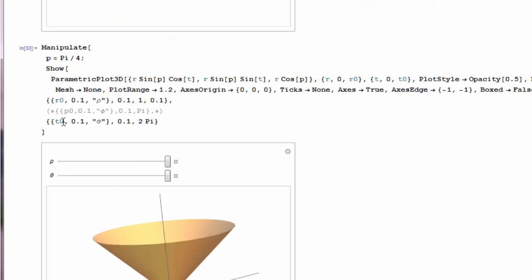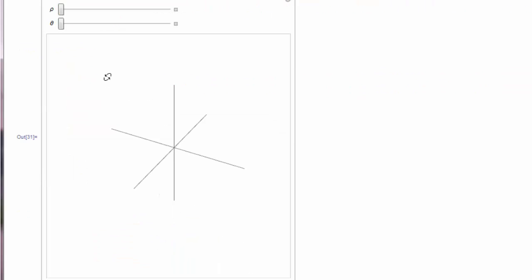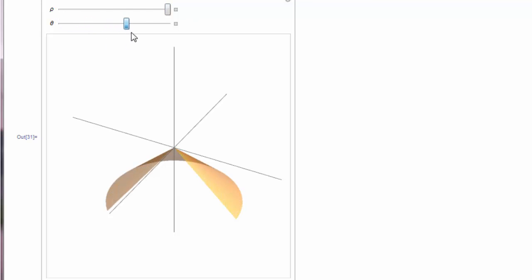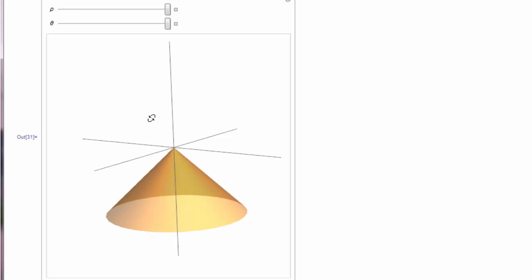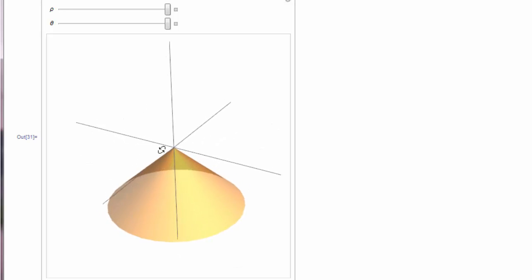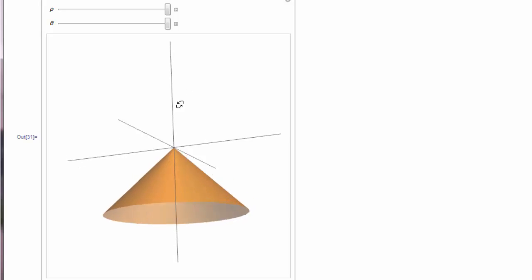If phi is greater than pi over 2, so let's make it 3 pi over 4 here, now rho is down in this direction, and then when theta goes around, it makes the bottom part of the cone. So we can still get an entire cone, but we would have to have two separate values of phi to do that.